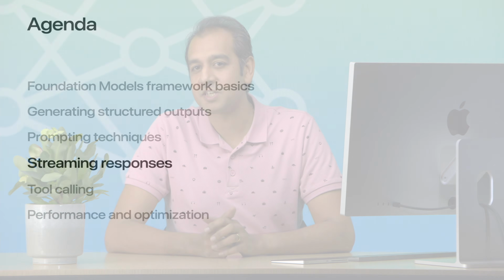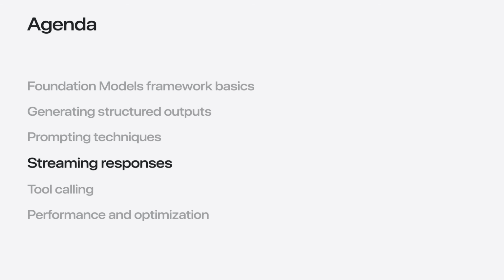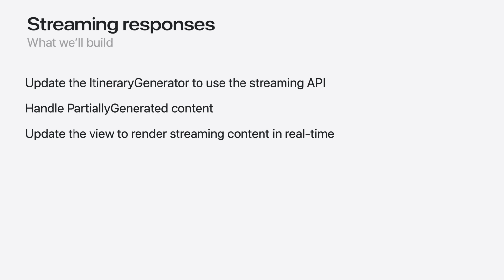Welcome back, everyone. I hope you had a great break. Let's keep going. With our high-quality prompts in place, let's enhance the user experience by streaming the response in real time. In this chapter, we'll focus on refactoring our itinerary generator to use the streaming API to improve the user experience by streaming the model's response. We'll see how to handle partially generated content as the model is generating the response. We'll then update our view to render the itinerary as it's being generated, providing a much more responsive feel.